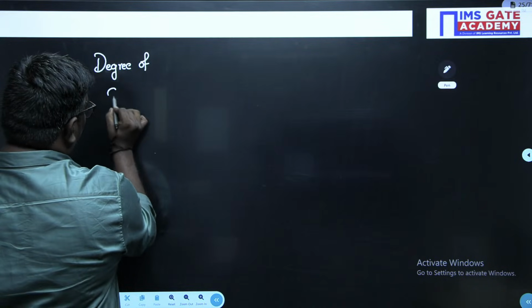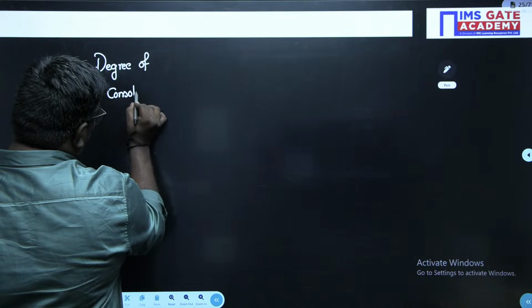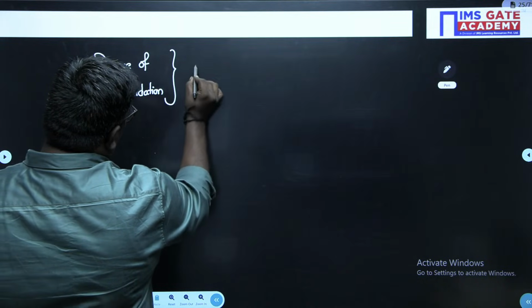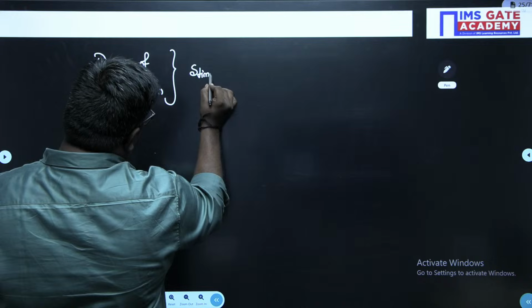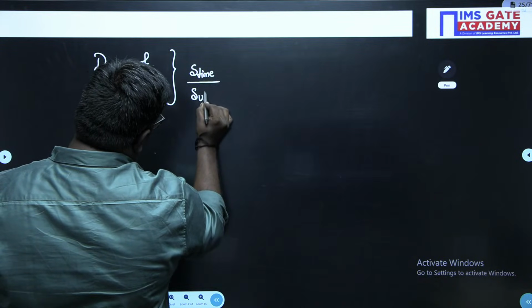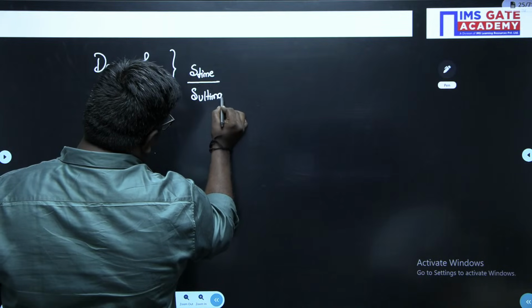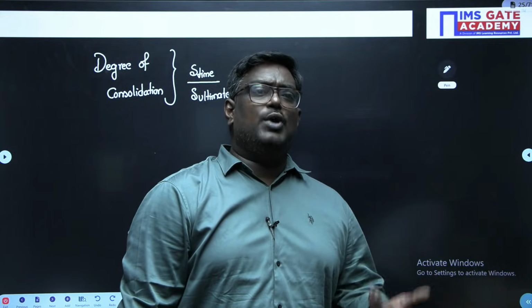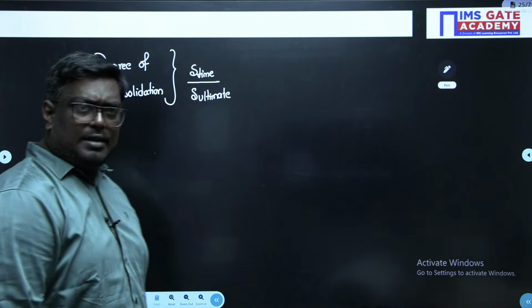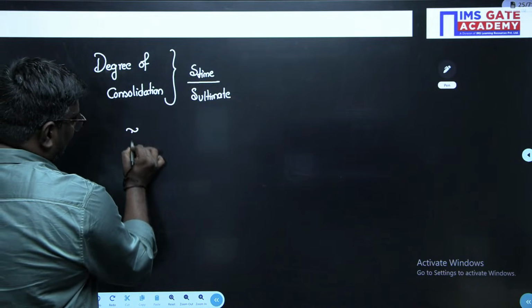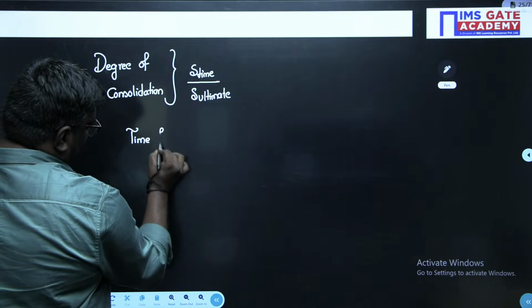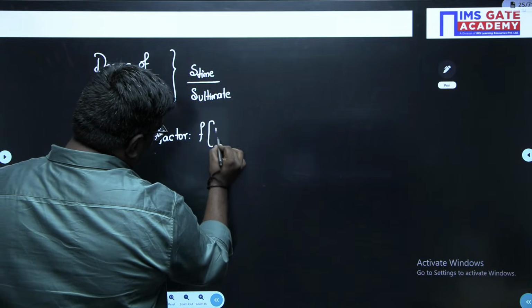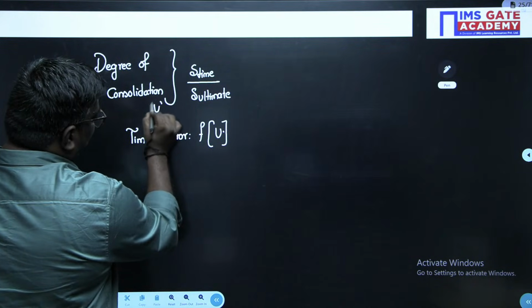So if I talk about degree of consolidation, it is given by the formula settlement at a time by ultimate settlement. Settlement at a time by what, sir? Ultimate settlement. If they ask you with respect to the percentage, then you just have to multiply by 100. And remember here, my dear students, time factor is a function of U, that is degree of consolidation.